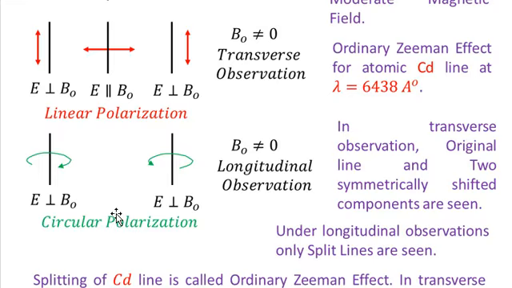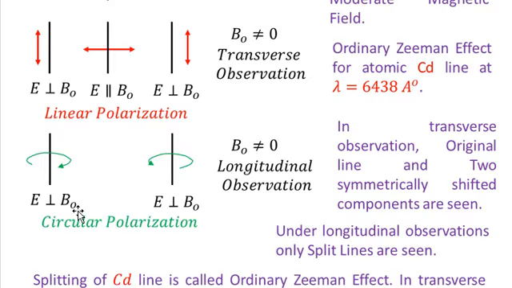So when you view these components coming towards your eyes, the electric field in those components will always be perpendicular to the applied magnetic field. But in one component, the electric field is rotating clockwise. In the other component, the electric field is rotating counterclockwise. That's why these are called right circularly polarized and left circularly polarized light.